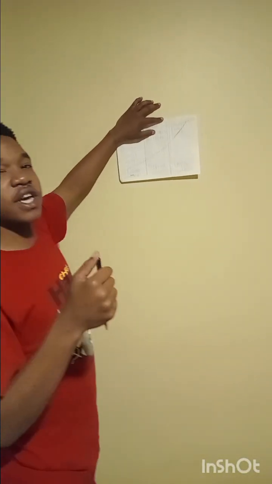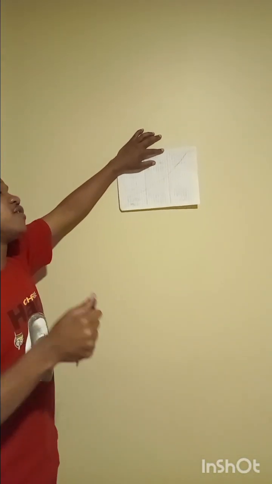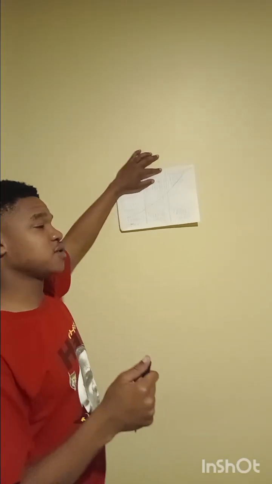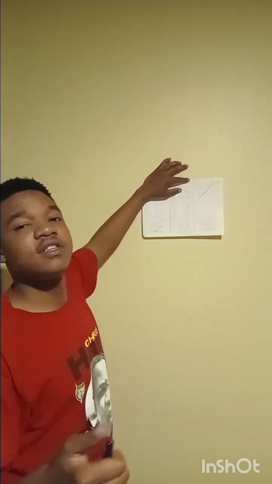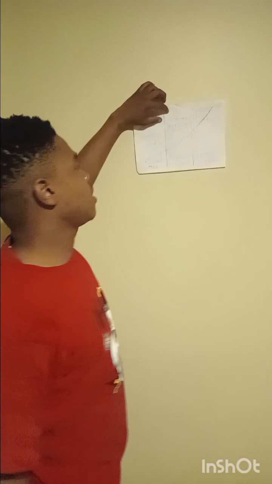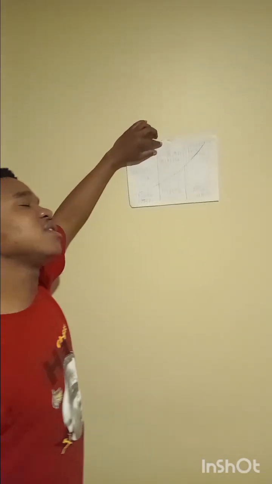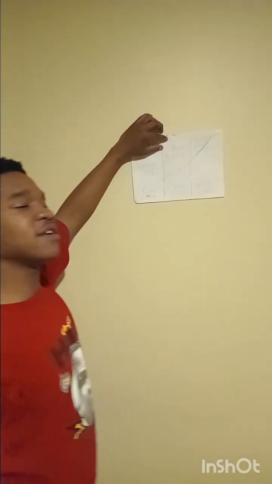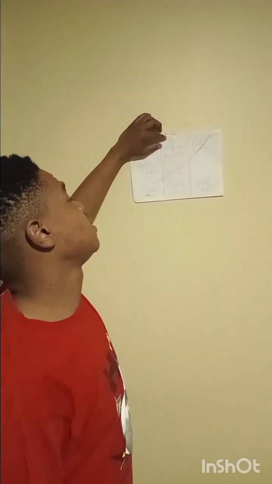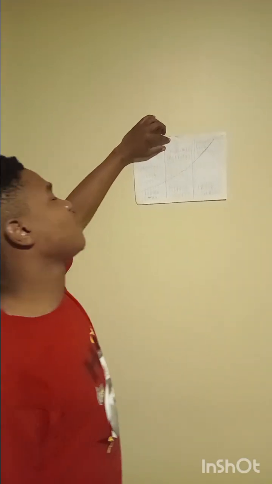So now we're going to get to the formation of levees. How are levees formed? There are two different types of levees: natural levees and man-made, artificial levees.